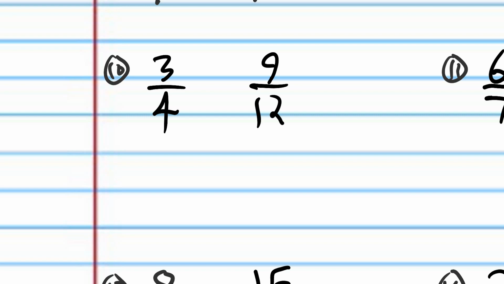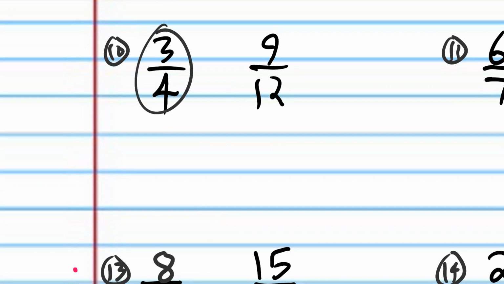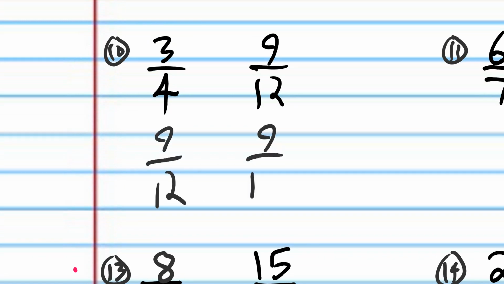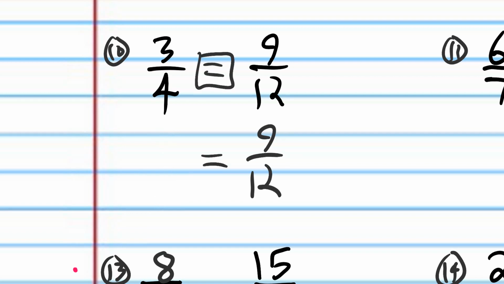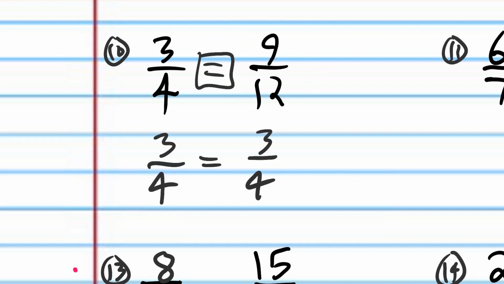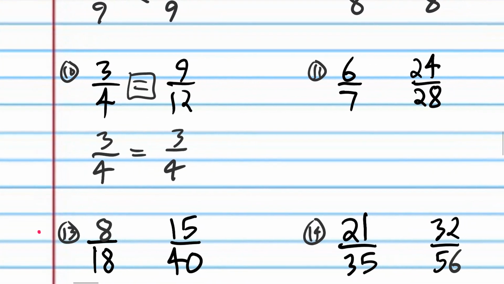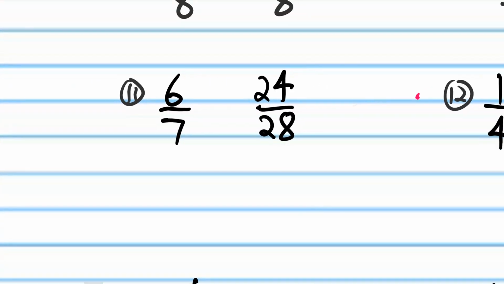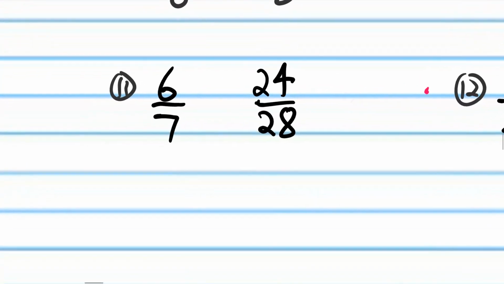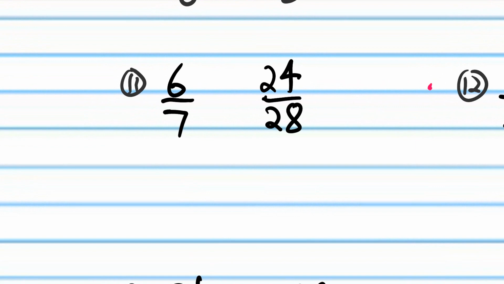All right, we're back. So I'm going to choose to multiply both sides of this fraction by 3 and get 9 over 12 and 9 over 12. So you can see that they are equal. But I also could have divided both sides of this fraction by 3, and I would have got 3/4 is equal to 3/4. If you did it that way, that's fine too. All right, so number 11. Go and attempt number 11, and when you're done, we'll do it together.